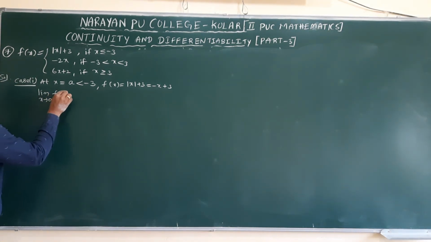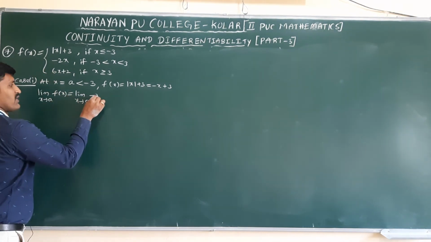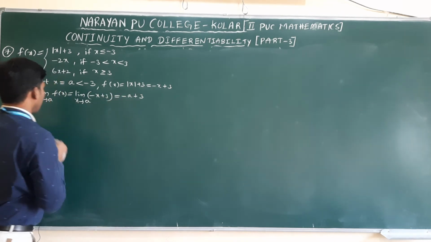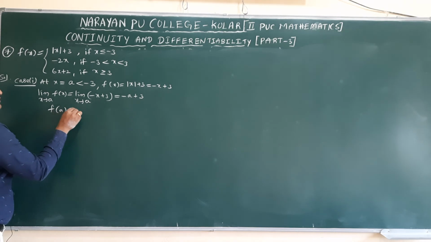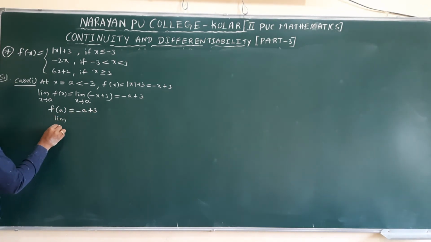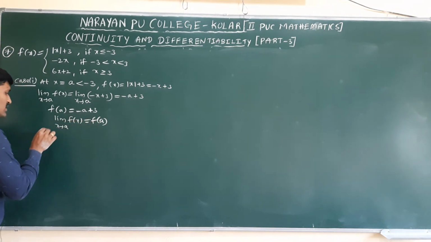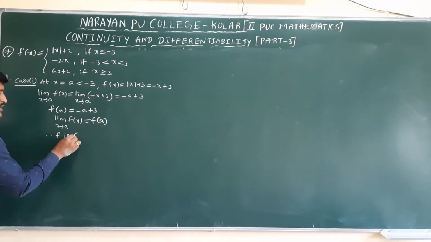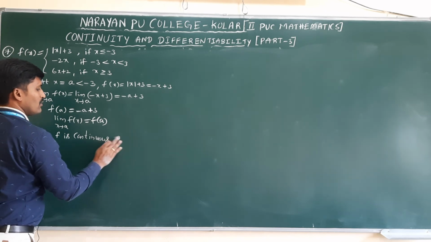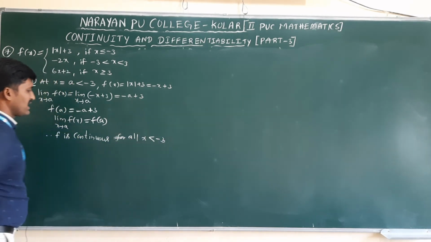Here also, a single function, so we apply the first definition. Limit x tends to a, f of x equals limit x tends to a of minus x plus 3, that is minus a plus 3. f of a is also minus a plus 3. Here again, the limit value and function value are both equal. Therefore, f is continuous for all x less than minus 3.